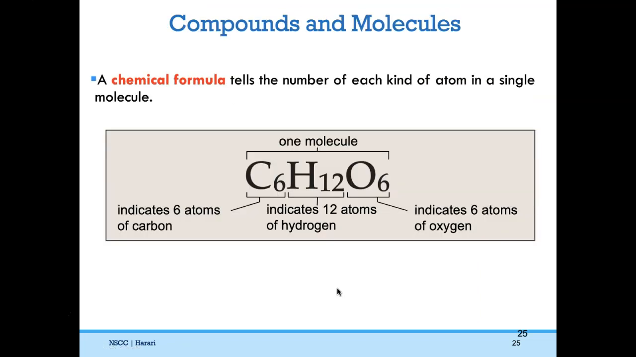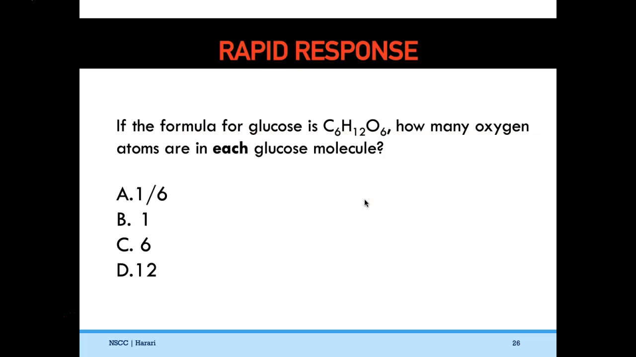And a chemical formula tells us the number of each kind of atom in a single molecule. So this specific molecule is a compound because it has 6 carbon atoms, 12 hydrogen atoms, and 6 oxygen atoms per molecule. So you have to try to visualize this, right? One molecule has many, many atoms. Remember, the atoms are the basic level, and then those get built up into molecules.